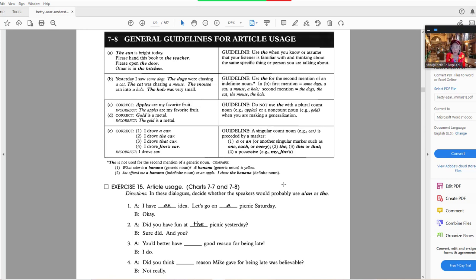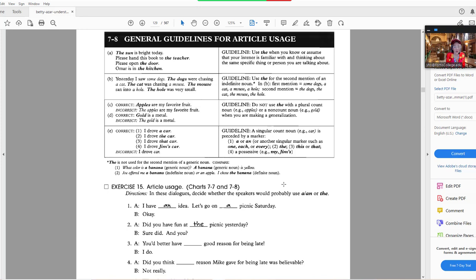Do not use the with a plural count noun, apples, or a non-count noun, gold, when you are making a generalization. Apples are my favorite fruit. So it's incorrect to say, the apples are my favorite fruit. Gold is a metal. And we don't say, the gold is a metal. This is a very ESL mistake. Usually native speakers do not make this kind of definite article and indefinite article mistakes. But I hear this all the time from English language learners.